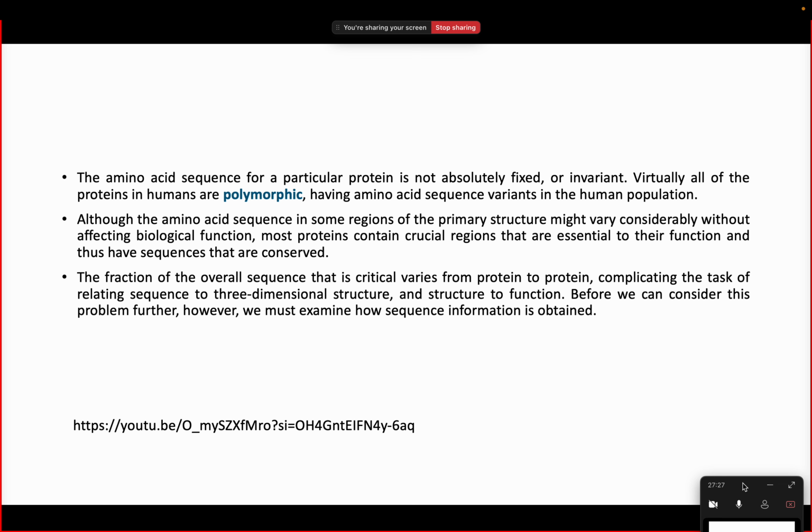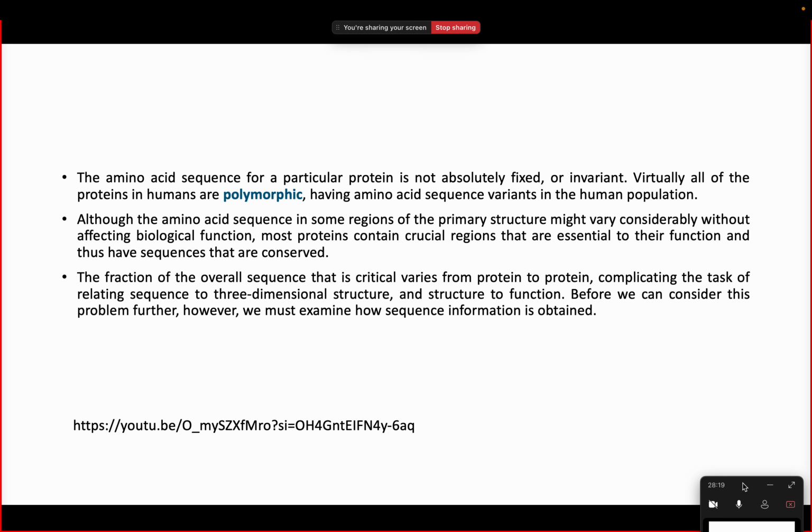Although the amino acid sequence in some regions of the primary structure might vary considerably without affecting biological functions, most proteins contain crucial regions that are essential to their function and thus have sequences that are conserved. So right now I have just convinced you guys that if we are different individuals, though having the same protein, the sequence will be different. Now I am saying the vice versa of it, that if the function is highly conserved, just like glycolysis as I mentioned, then the primary sequence of a protein will be highly conserved, because that sequence drives the secondary structure and the tertiary structure and the quaternary structure of that protein, and that quaternary structure is the one which is finally doing the function.